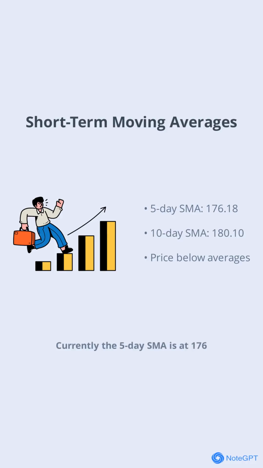Currently, the 5-day SMA is at 176.18 and the 10-day SMA is at 180.1, both above the current price. This suggests that NVDA has recently experienced a downward move, with the price falling below its short-term averages. These moving averages often act as dynamic resistance levels, and when the price is below them, it can indicate short-term bearish momentum. We'll see if this pattern holds as we examine longer-term averages.